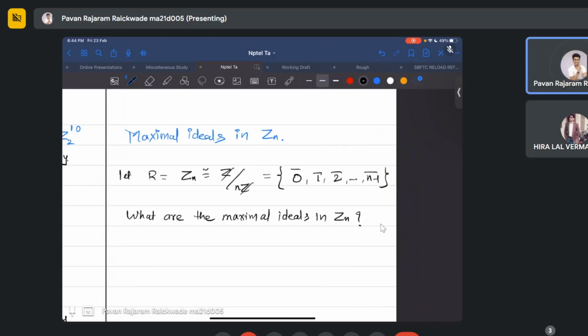So how do you find a maximal ideal? I, a subset of Zn, is an ideal only if I is generated by some element A, where A belongs to Zn.